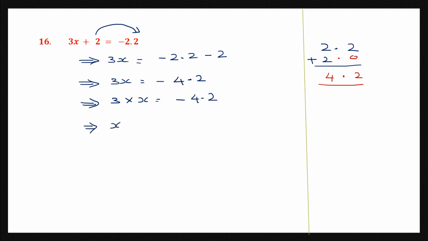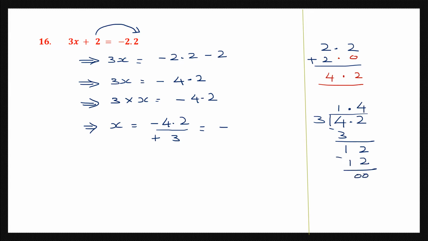Therefore, x will be minus 4.2 divided by 3. When we transpose 3, it becomes division. Now this is plus. So minus into plus is minus. Now 4.2, let's divide it by 3. 3 ones are 3 minus 1 and I bring down the 2. I carry my point up. Now my number is 12. 3 fours are 12 minus. So I have got minus 1.4. So we have solved for x. X is equal to minus 1.4.